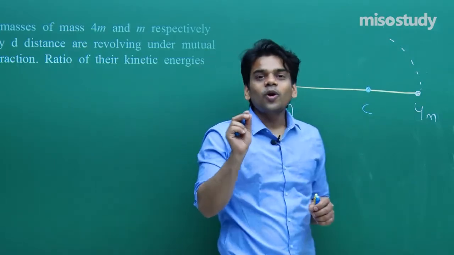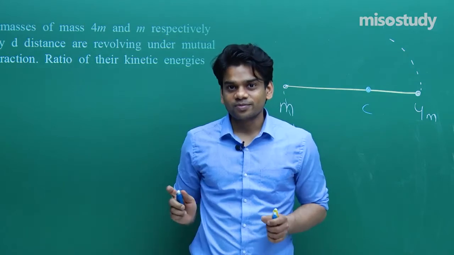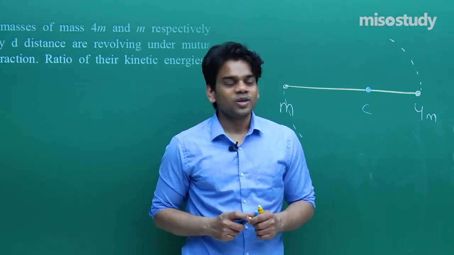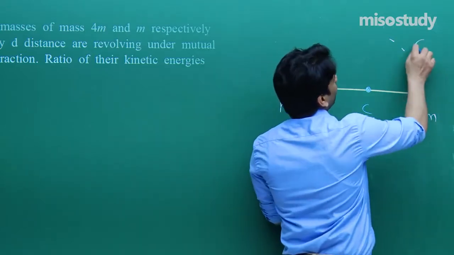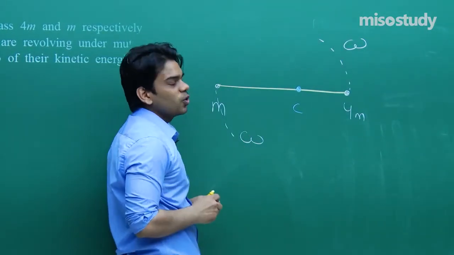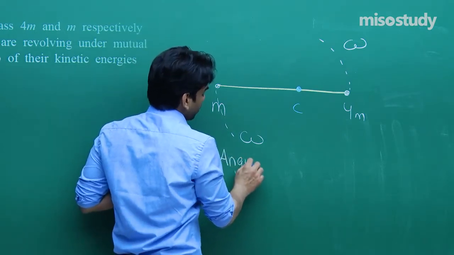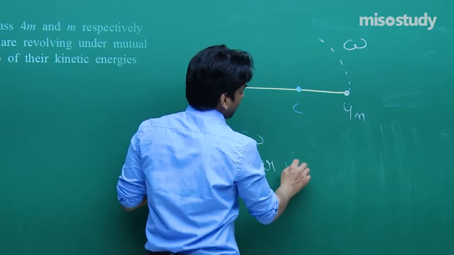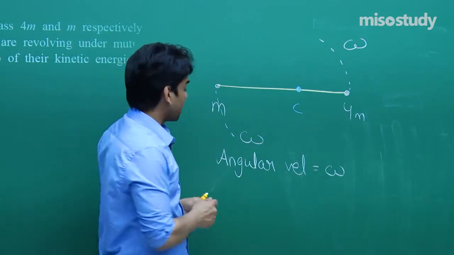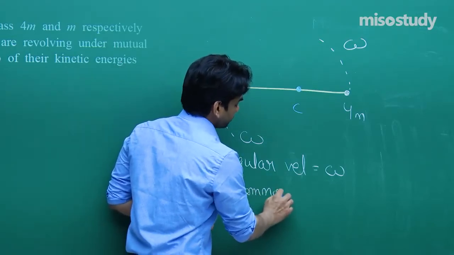Now in a two body system, when they rotate under the mutual force of attraction, I have told you in the class that the angular velocity remains the same. So if this is rotating with angular velocity omega, the same body will also be rotating with angular velocity omega. Let me write that the angular velocity with which they are rotating is omega, and that is common for both the bodies.